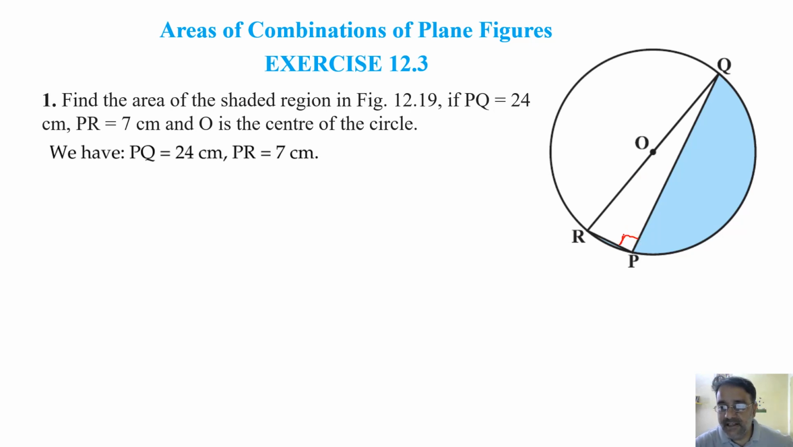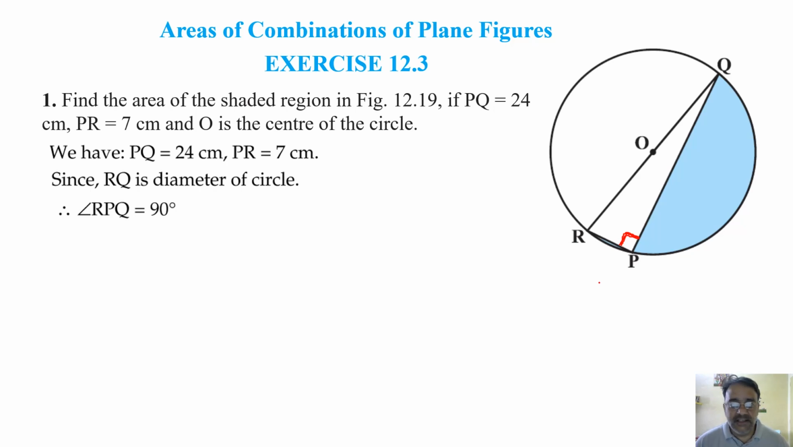Why is this angle 90 degree? Because angle in a semicircle is 90 degree. RQ क्या है? Diameter है. So angle in semicircle is equal to 90 degree, so this angle is equal to 90 degree. So this is a right angle triangle, so we can apply Pythagoras theorem.